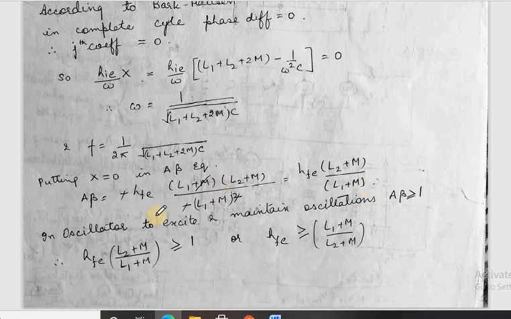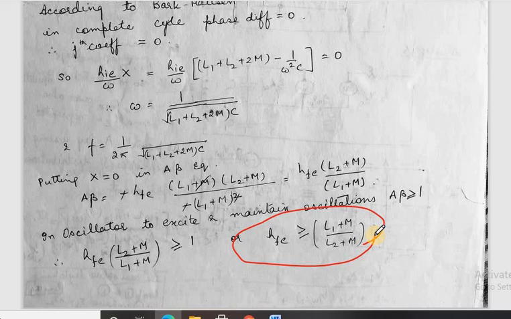But we know for an oscillator to excite and maintain oscillation, A beta should be greater than or equal to 1. So putting this value greater than or equal to 1, we can write HFE L2 plus M upon L1 plus M should be greater than or equal to 1. Or cross multiplying it, we can write HFE should be greater than or equal to L1 plus M upon L2 plus M. So this is the necessary condition that should be maintained in order to obtain oscillation and to maintain it.